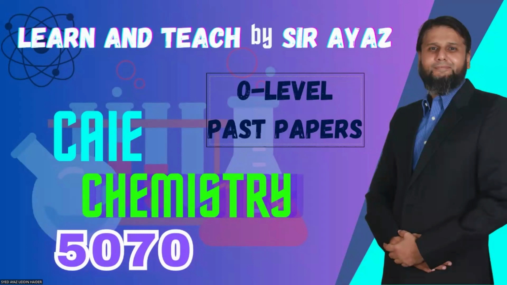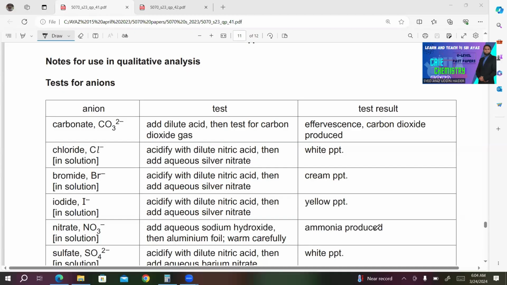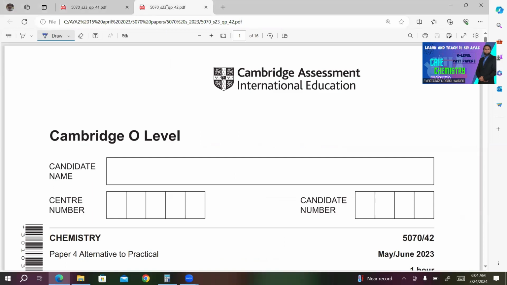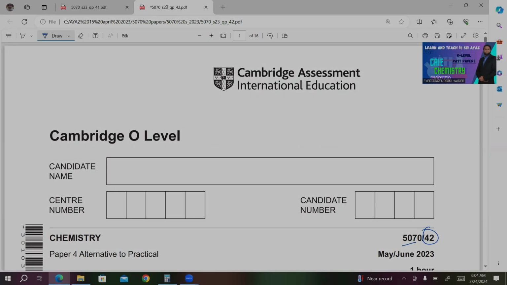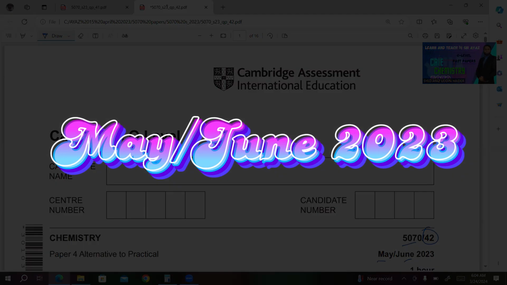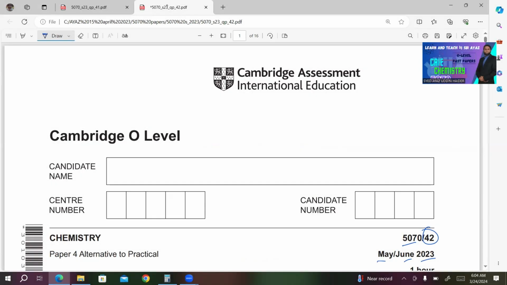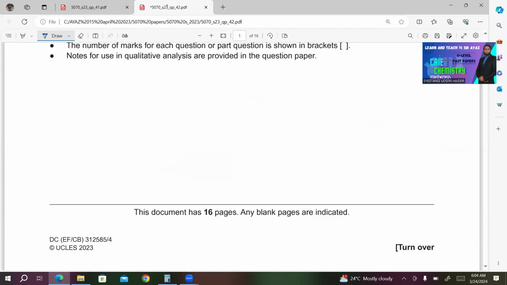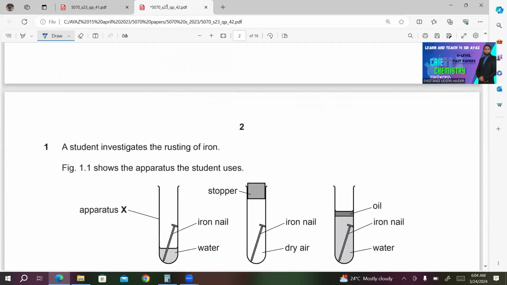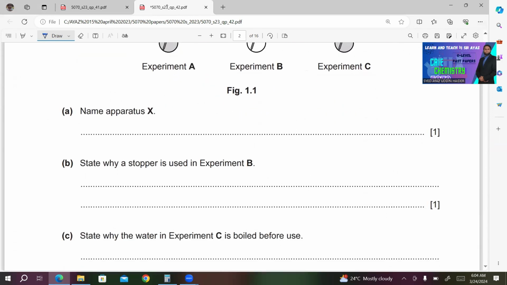Last time, I was doing paper 41 of 5070, and this time I have selected 42 for 5070, and it's of May-June 2023. I'm not going to read the instructions and the information as you already are aware about it. So let's start the paper.